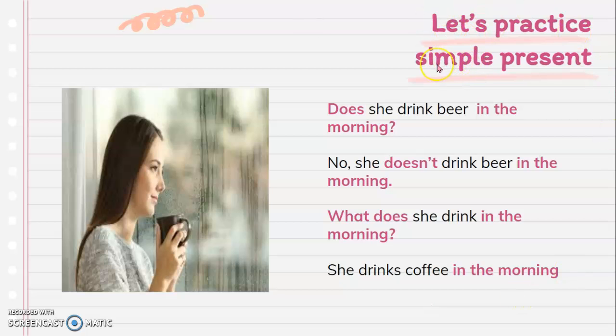Let's practice simple present tense. Look at the picture. Does she drink beer in the morning? No, she doesn't drink beer in the morning. What does she drink in the morning? She drinks coffee in the morning.